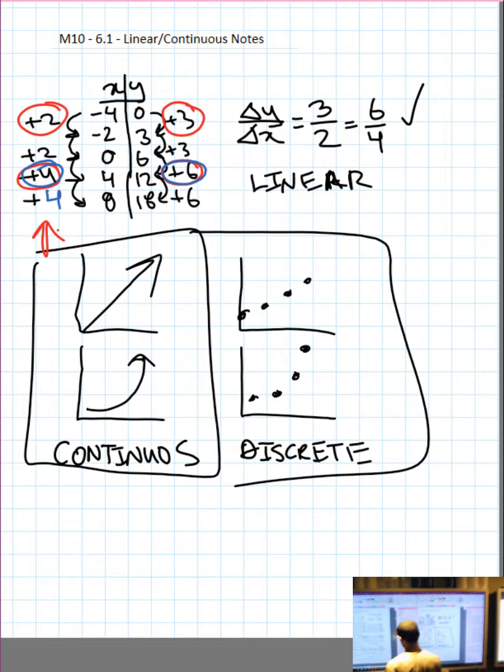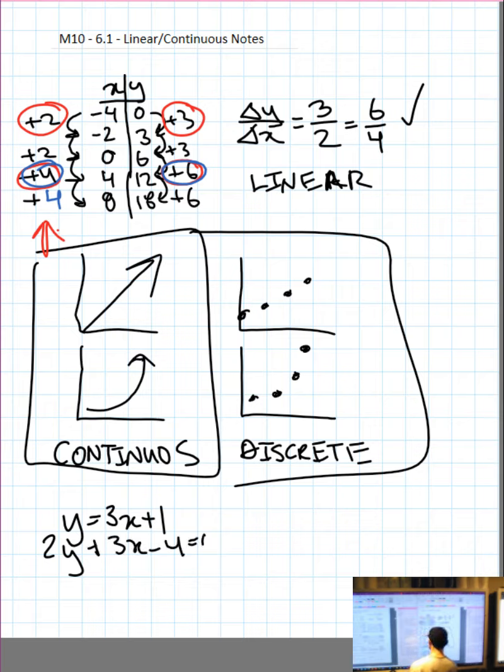Not linear. So some things that are linear are like y equals 3x plus 1, or 2y plus 3x minus 4 equals 0. We're going to graph those in the next section and see how they're linear. Or just make a table of values and learn how to graph stuff. Things that are non-linear, like y equals x squared. We're going to work on that next year. Y squared plus x squared equals 1, a different shape that we're going to learn in grade 12.